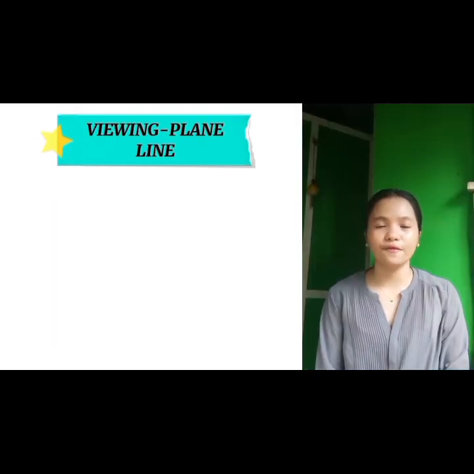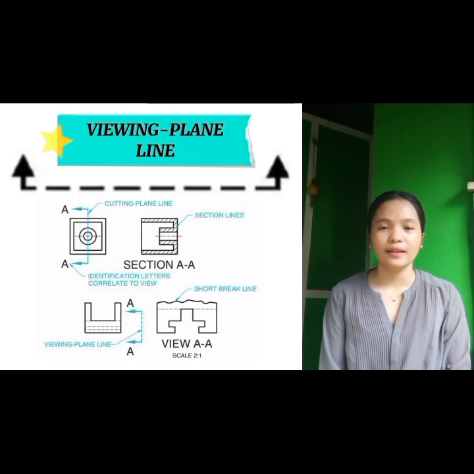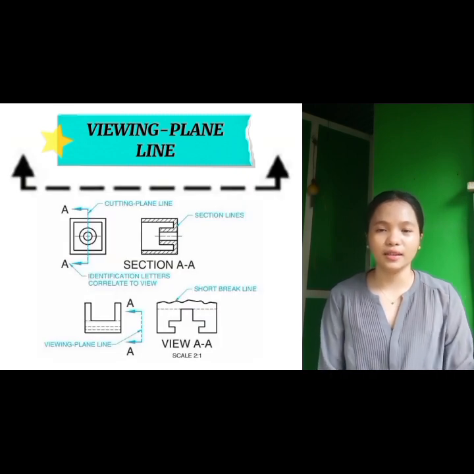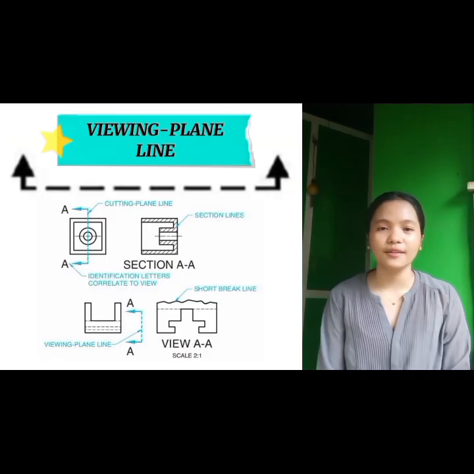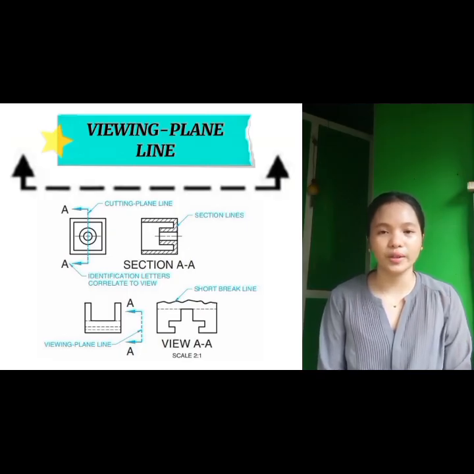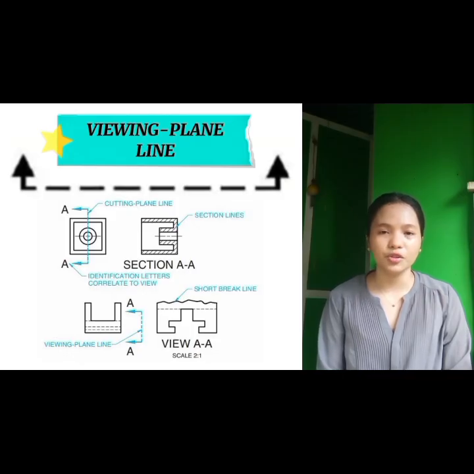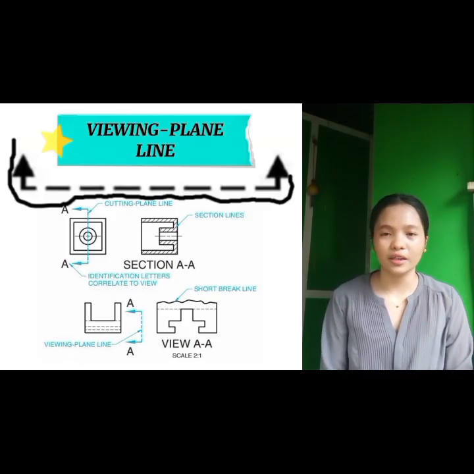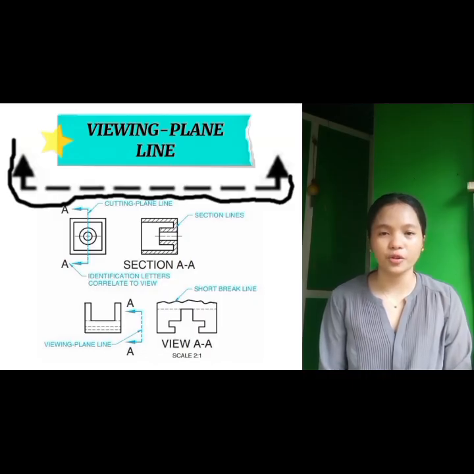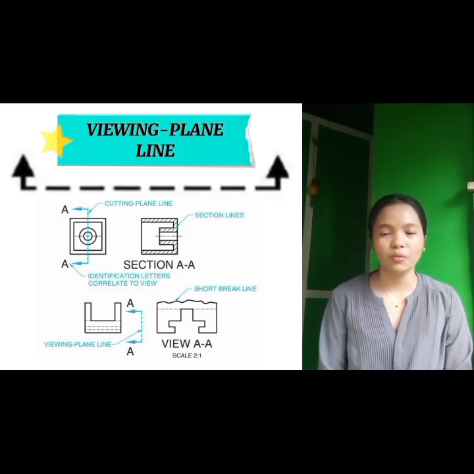And lastly, we have the viewing plane line. This is a type of line used in technical drawing or drafting to show the exact position and direction from which a particular view is taken. In short, it helps us understand which part of the object we're looking at and from what angle. If you notice in the picture, it's a semi-heavy line made up of one long dash followed by several shorter dashes, usually more than two.